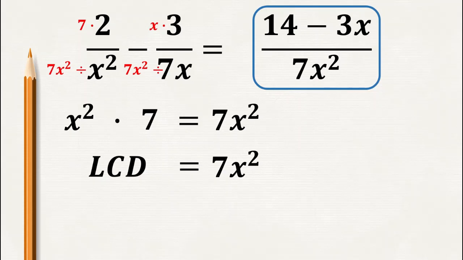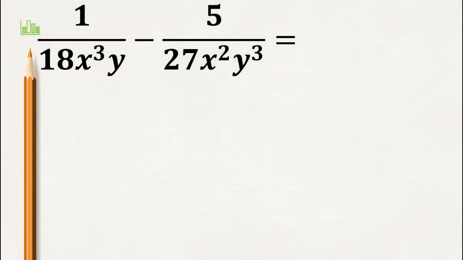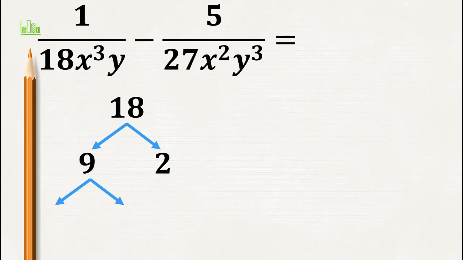Next, we have 1 over 18x cubed y minus 5 over 27x squared y cubed. How are we going to get the LCD of our denominators? If you are having a hard time getting the LCD, let us take it slowly. Let us have first 18. Factors of 18 are 9 and 2. Factors of 9 are 3 and 3. 3 times 3 times 2 are the prime factors of 18.